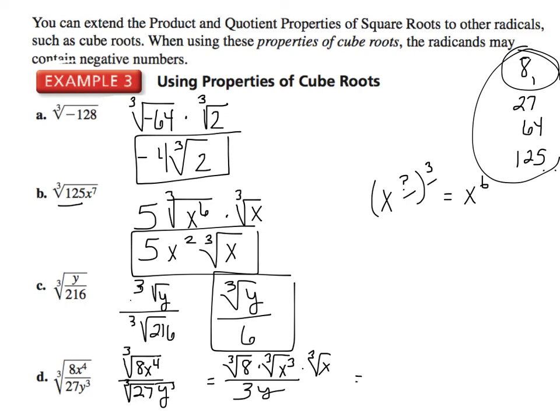So that means on the top, I'm going to get 2x cube root of x, all divided by 3y. Nothing here can be simplified. Now, if you had an x and an x on the bottom, or if you had 4/6, then you could simplify this more. But that would be your answer.